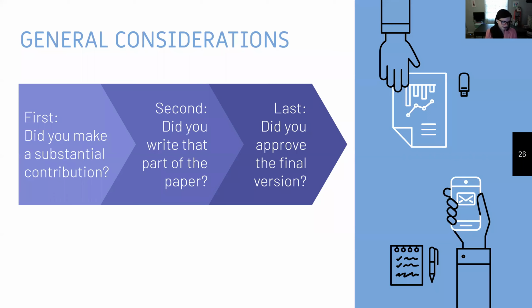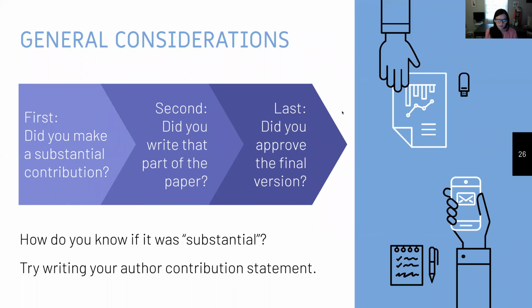And so when we think about everyone in our group and whether or not they can answer these questions in the affirmative, a tool that you can use to determine that is to try to write this author contribution statement. So this is 1 to 2 sentences that would go in with the submission of your paper that describes what each individual person did on the project.